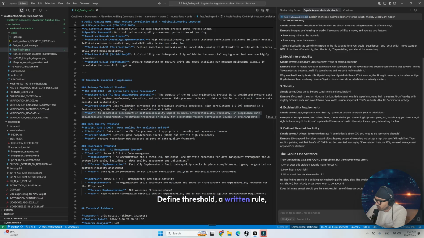Define threshold: a written down rule that says if correlation is above X%, you need to do something about it. So the gap in one sentence: they checked the data and found the problem, but they never wrote down what to do. So what does this problem actually mean for our AI? How high is too high? What should we do when we find out?